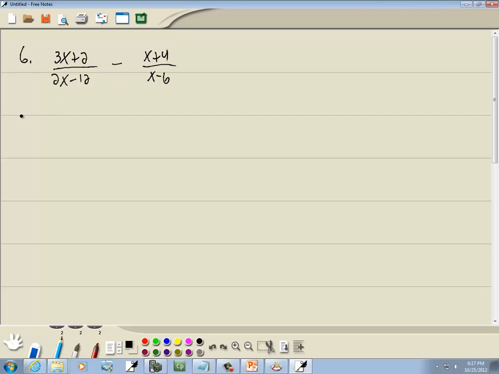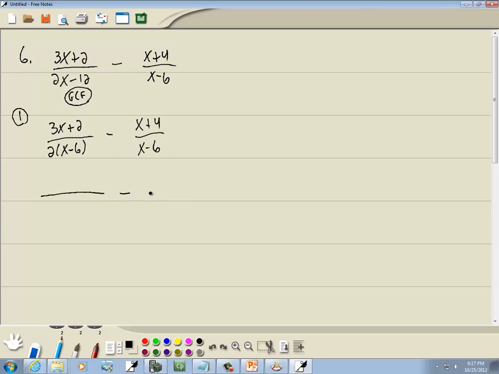Our first step is to factor all of our denominators. This one is GCF, and the other one, x minus 6, I can't do anything with. So we've got 3x plus 2 over 2 times x minus 6 minus x plus 4 over x minus 6.